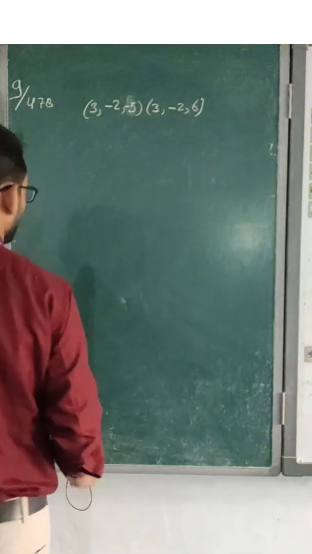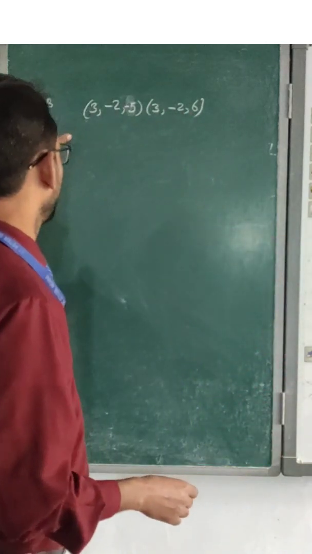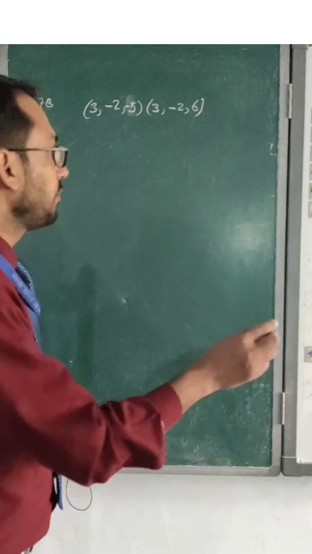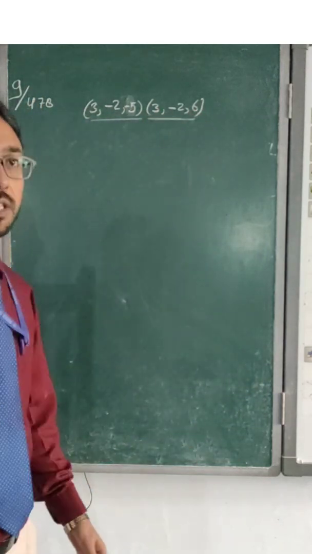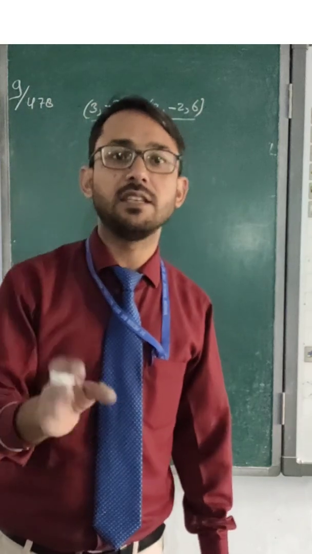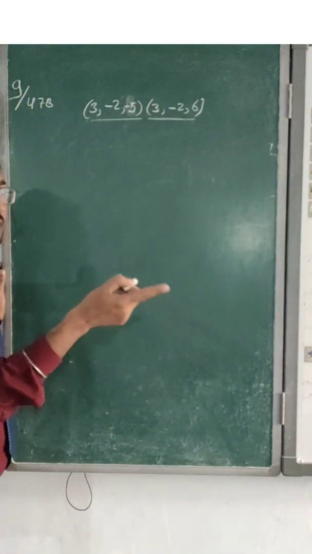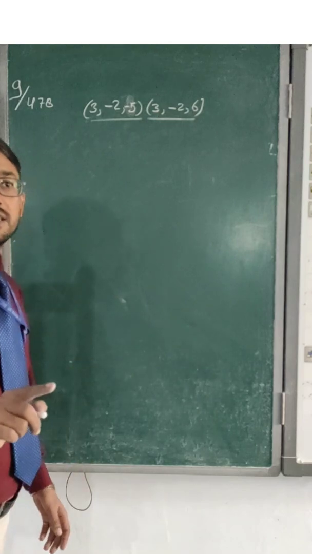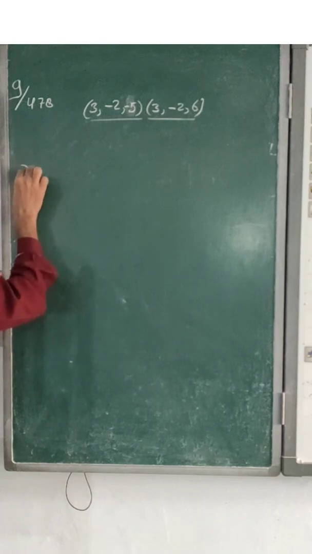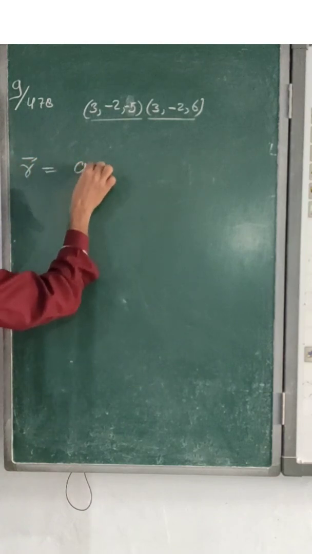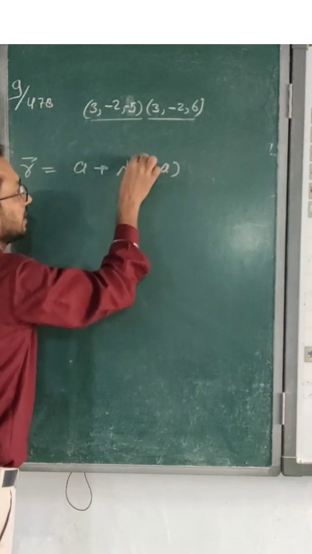Now we are solving a question. It is from NCERT, question number 9 on page number 478. We have to find the equation of the line passing through two given points. The equation of the line we can find in the Cartesian form as well as the vector form. So first of all, the vector form: R is equal to A plus lambda times (B minus A).